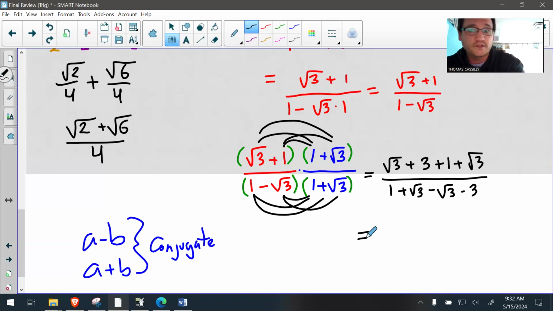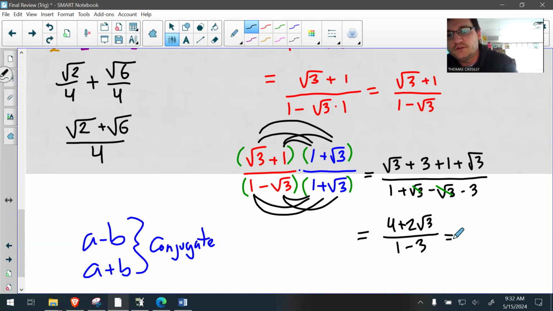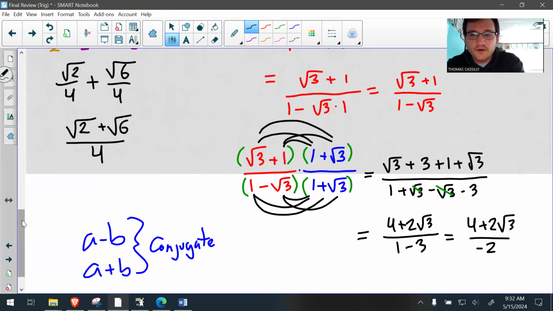because on the top we have like terms. You have 4 plus 2 square root of 3. Right? Those combine your like terms. And then on the bottom, look at this. Look at that. You have a positive square root of 3, negative square root of 3. They cancel each other out, and you're left with 1 minus 3. Well, 1 minus 3 is just negative 2. So we have 4 plus 2 radical 3 all over negative 2, right? So that looks a lot better.